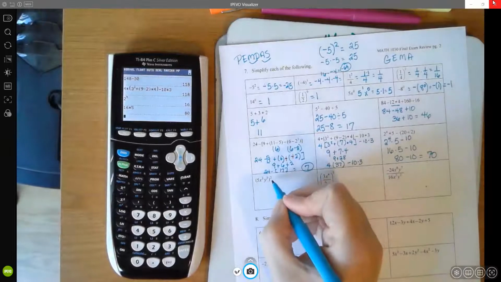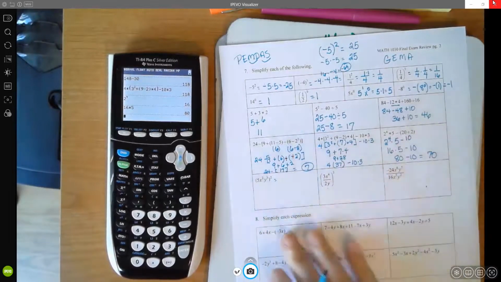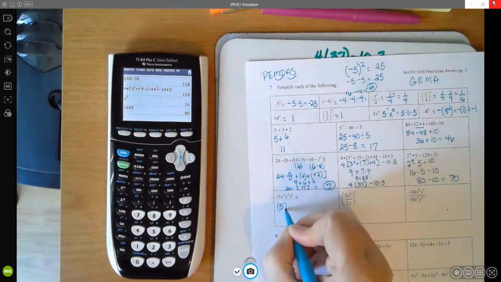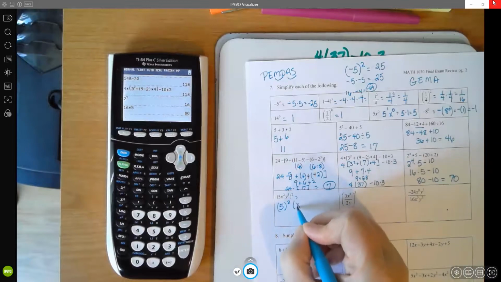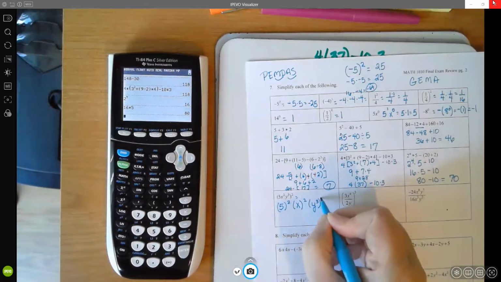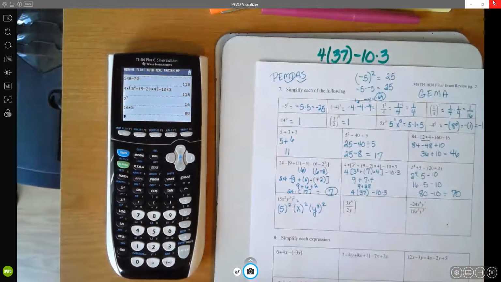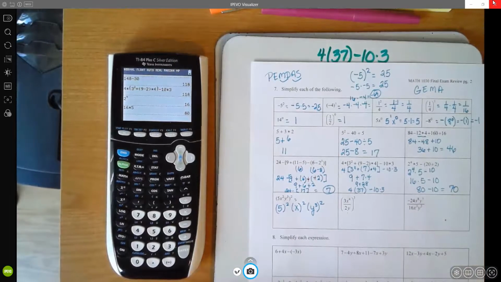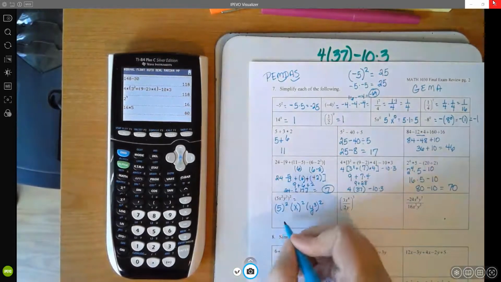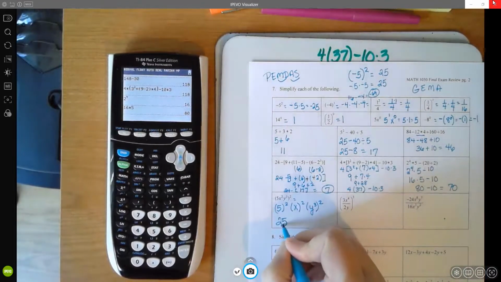Okay, now when it's squared, instead of doing one problem, I'm going to divide it into 3 simpler problems. In other words, if that's squared, that means when we have 5x squared y to the third squared, that really means we have 5 squared x squared y to the third squared. 5 squared means we have 5 times 5. So that gives us 25.